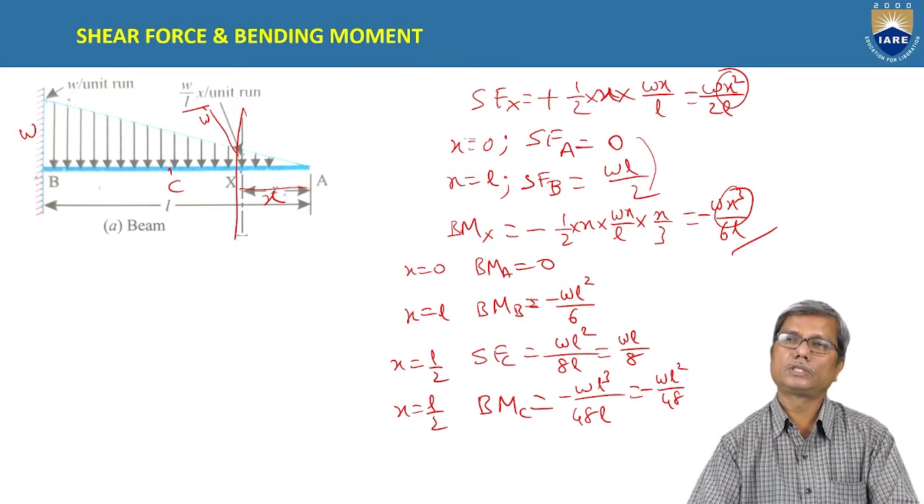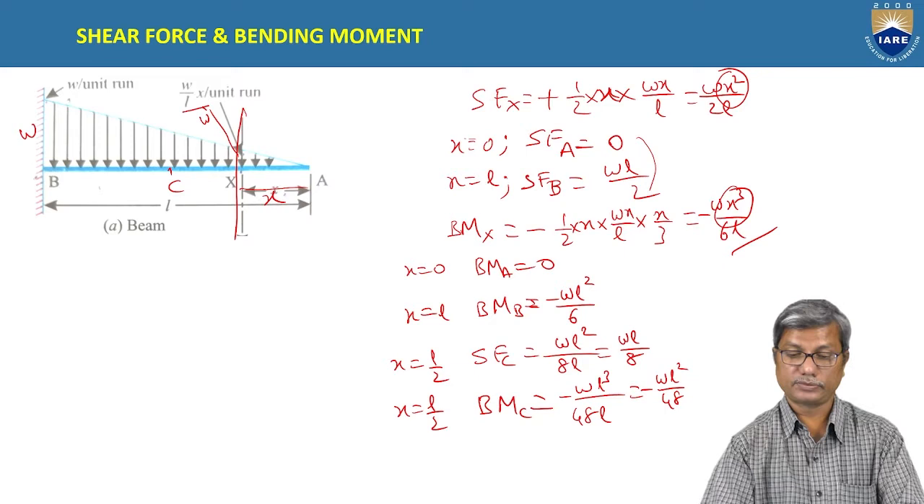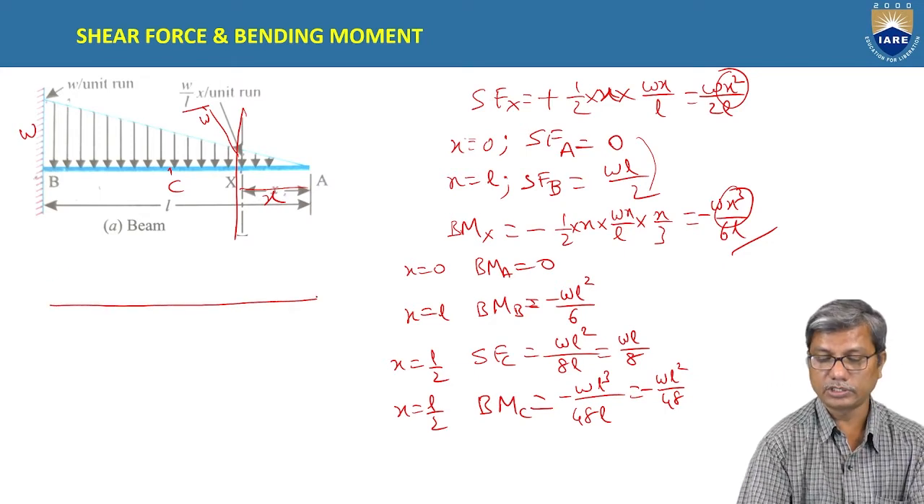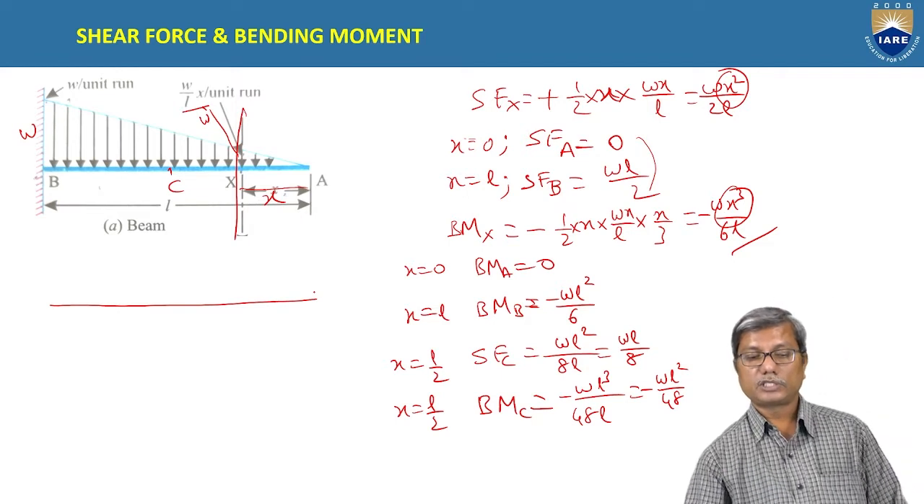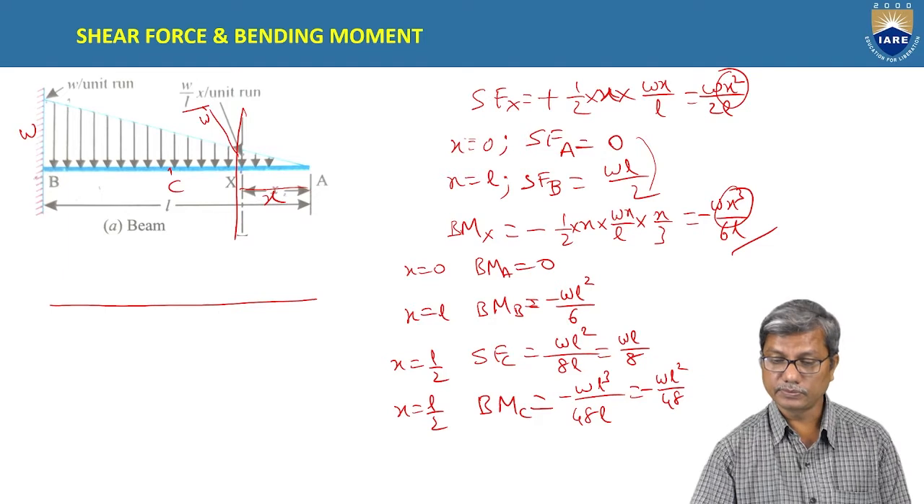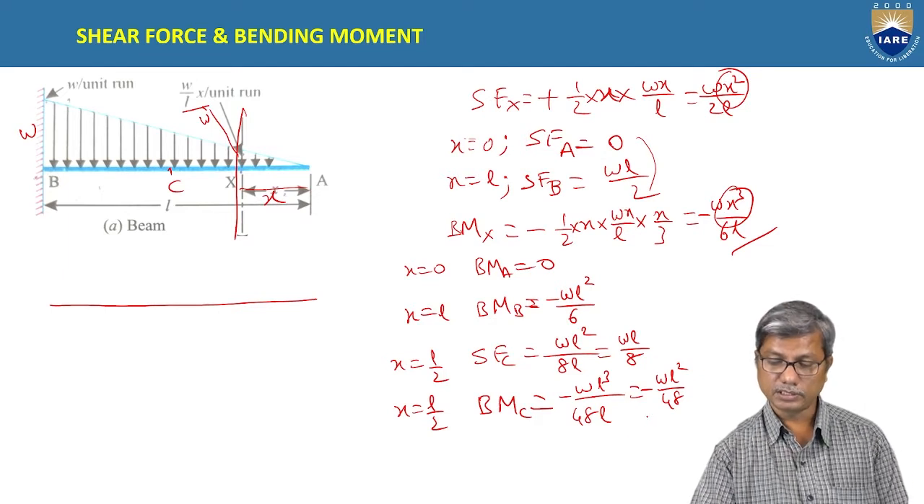Now we have 3 points on the curve, which are sufficient. Now let us see how we draw the shear force diagram. Shear force is positive and bending moment is negative.